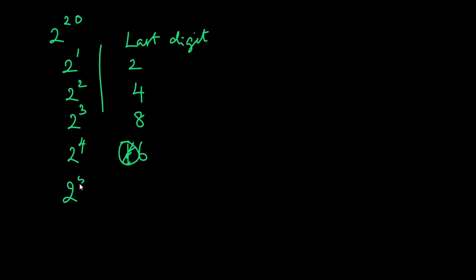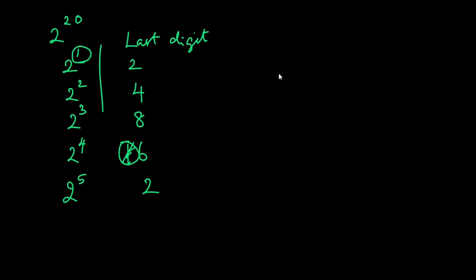2 power 5. So 6 into 2, we get 12. Or the real value also we can see. 2 power 4 is 16, 16 into 2, 2 power 5 is 32. So we get again 2 as the last digit. Further, the same thing gets repeated. So for power 1, we are getting 2. Power 2, we are getting 4. Power 3, we are getting 8. Power 4, we are getting 6. And power 5, we get again 2 only.